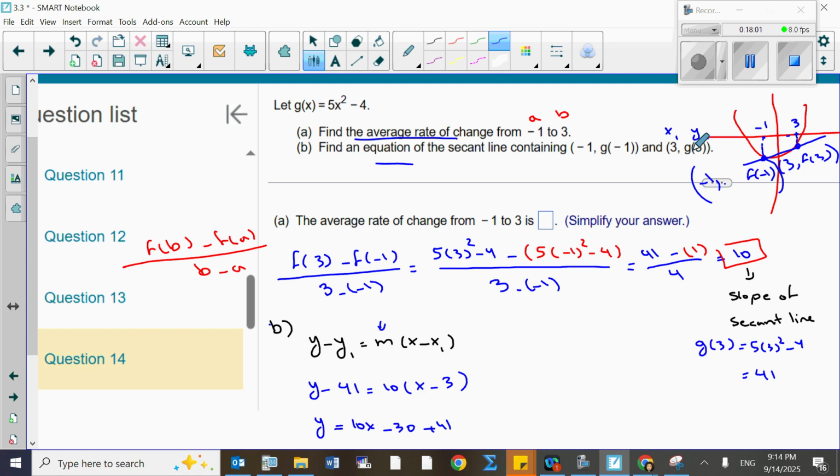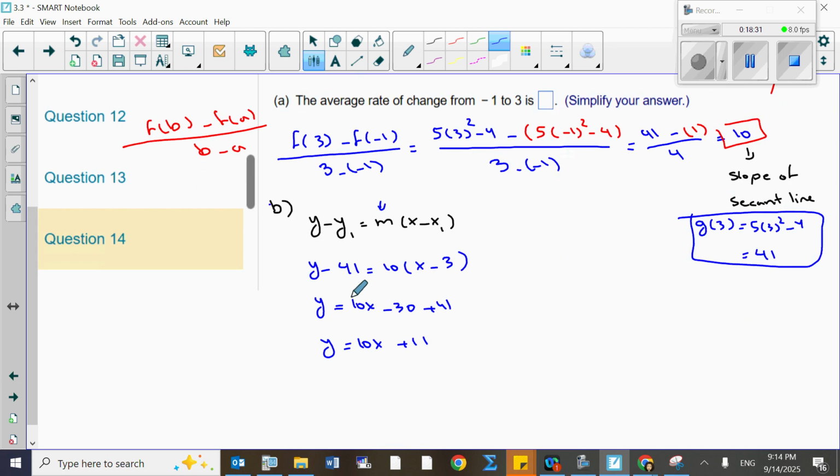What is g of 3? In order to find g of 3, you need to plug 3 into the function, as I did here, and found it's 41, which we already also did here. Anyway, so I'm just going to write y minus g of 3, which is 41, equals 10, that's the slope of the secant line, times x minus x1, which is 3. And then later you're going to distribute 10 and simplify, and this is the result, the equation.